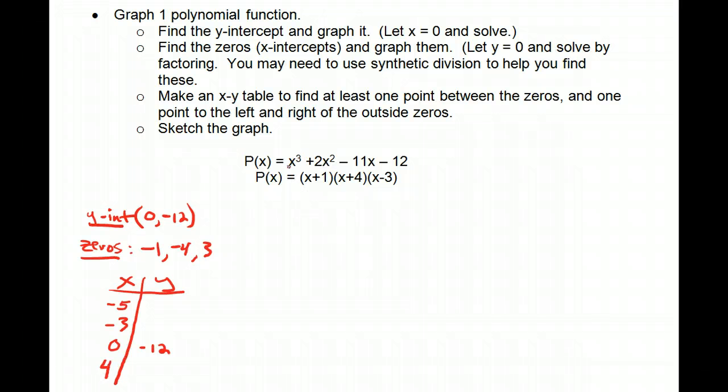Now, because this is an x cubed, I do know that my right-hand behavior is going up and to the right, and my left is going down and to the left. And that will be helpful when I go to graph this. Okay, let's take a look at the graph.